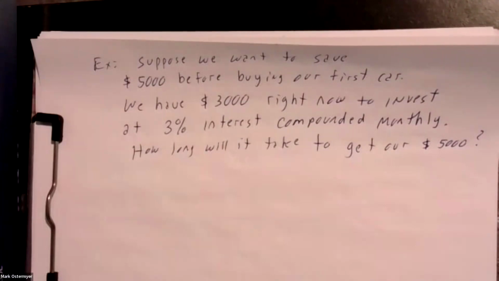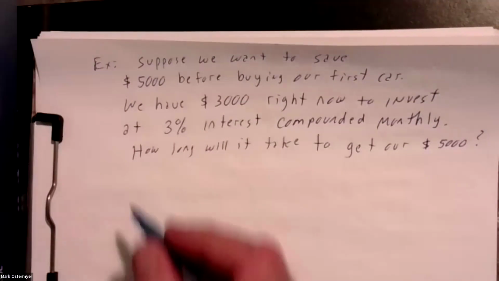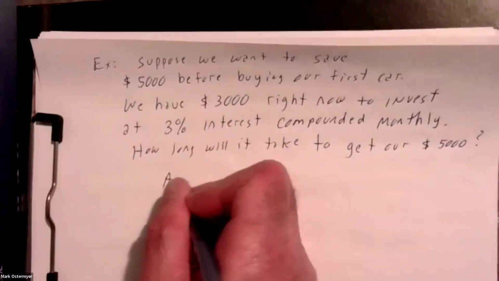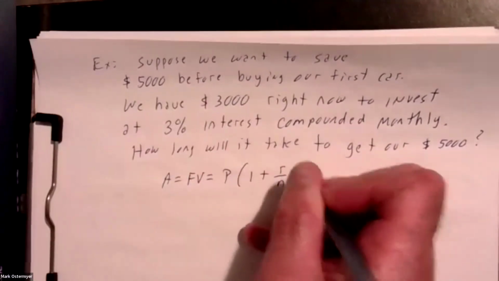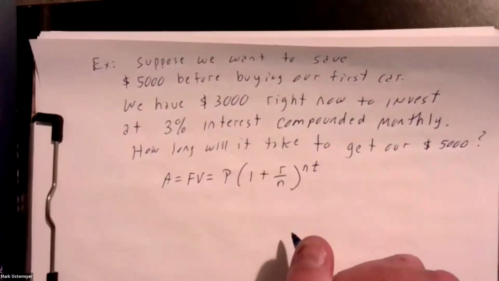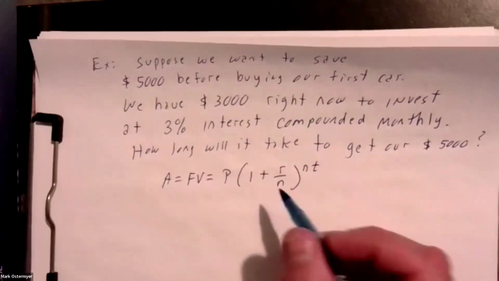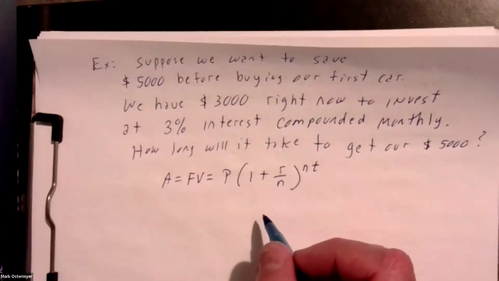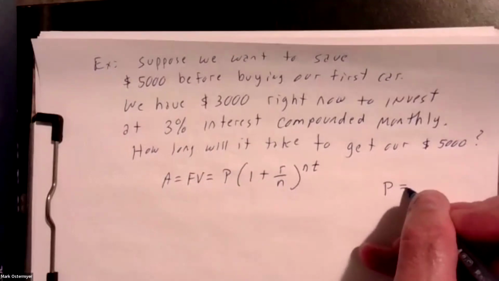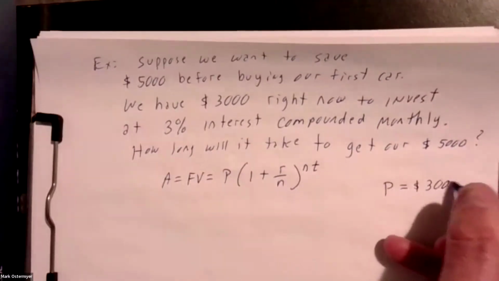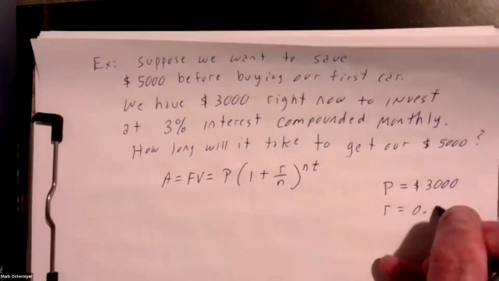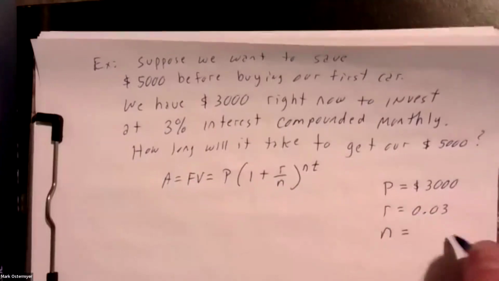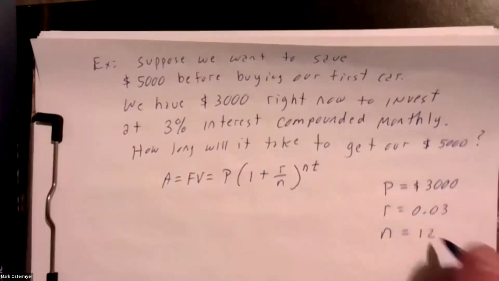Now they're asking us for time. They're not asking us for the future value of an account. Because of that, ladies and gentlemen, don't get me wrong, we're still going to use our future value compound interest formula like we have in the past examples. But now, notice, what do we know? We know the principal is $3,000. That's the initial amount we plunked in the account today. The interest rate r is 0.03. And since our interest is compounded monthly, n would be 12 times per year.